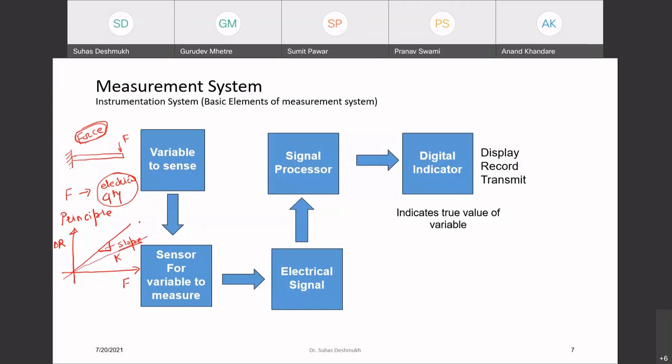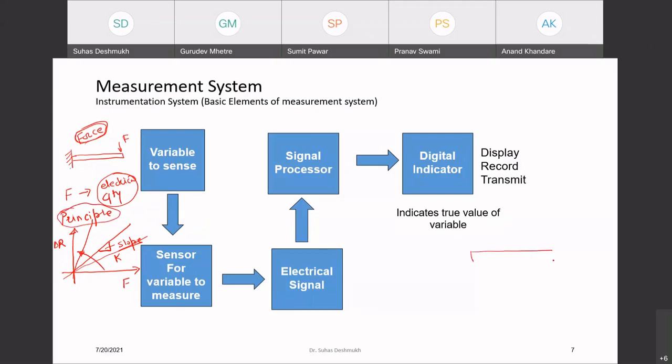If my graph is somewhere like this, it has lesser sensitivity. If it is more sensitive, I have another graph like this. So sensitivity increases in this direction. Okay. So how can I do this? That is what the basic principle means.